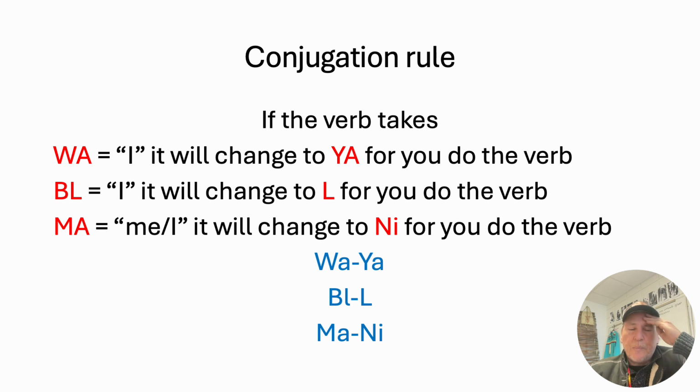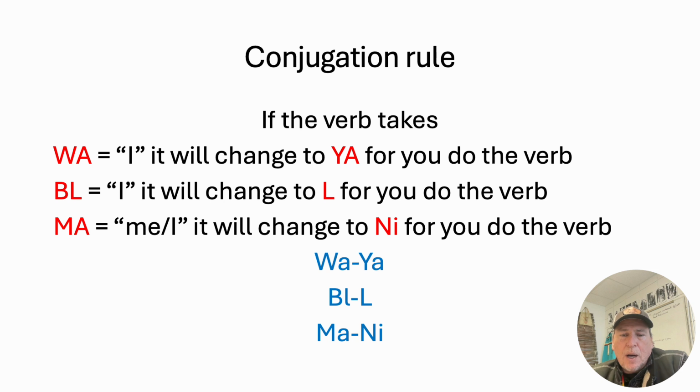Okay, so if you could just remember that little conjugation rule, and there are some little things that are going to be different, but this will get you started on it. So anytime you learn a verb, you have to learn how to say "I do that verb." When you figure out how to say "I do that verb," notice whether it takes a wa to make it "I do it," a BL to make it "I do it," or a ma. And if you can learn that, then you're going to automatically know how to say "you do it."